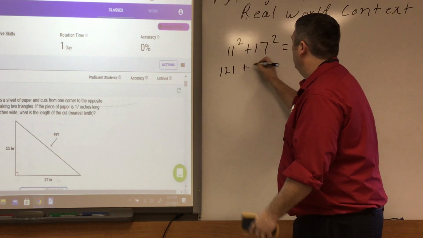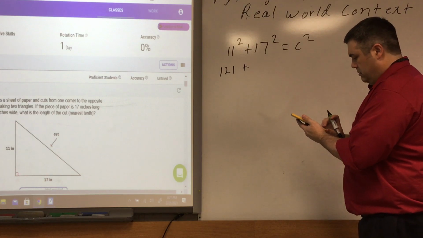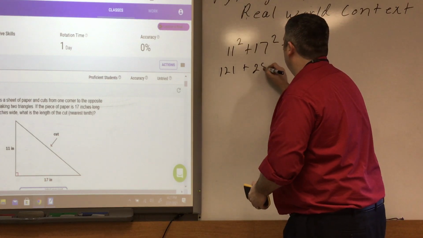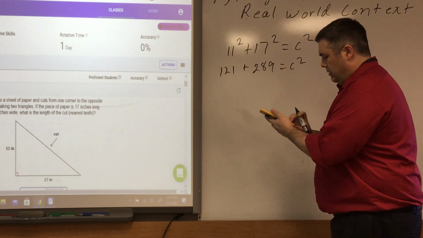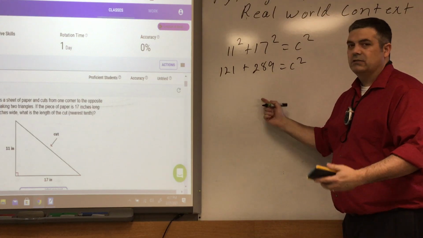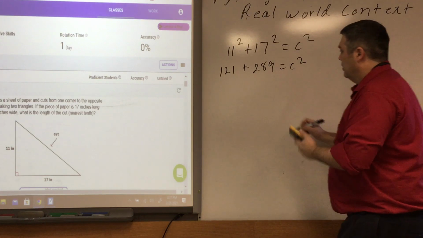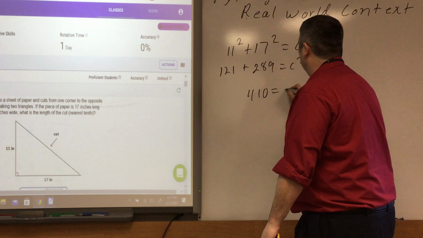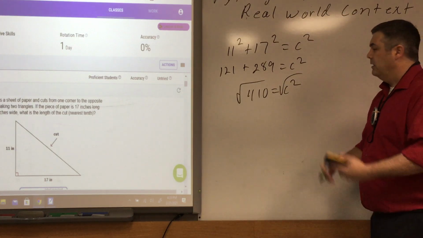11 squared plus 17 squared, 121 plus 289 equals c squared. Going to add these two together, and a lot of you guys are just going to do most of this real quick together and not have an issue here. You get 410 equals c squared. Take the square root of both of these, and then you'll have your answer.